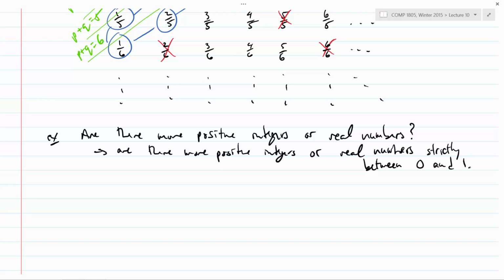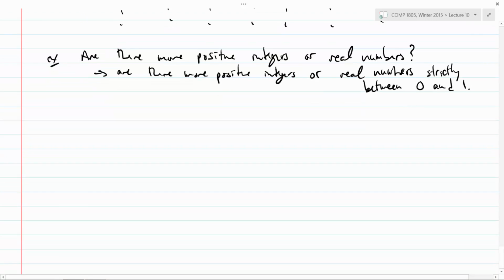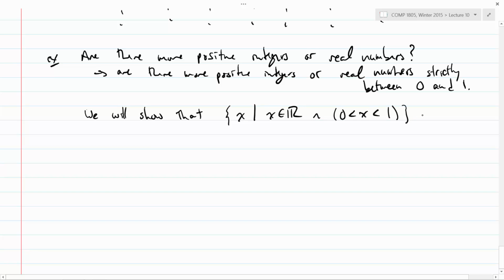All right. So do we think these are the same size or no? Okay. So let's try to show that they're not countable and see what happens. Because so far, all the proofs we've done have been to show that they are countable. So let's see what happens if we show that it's not countable. So we will show that the set of x such that x is a real number and 0 is less than x less than 1 is not countable.